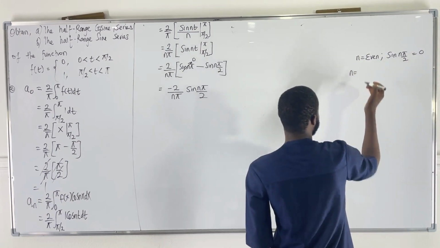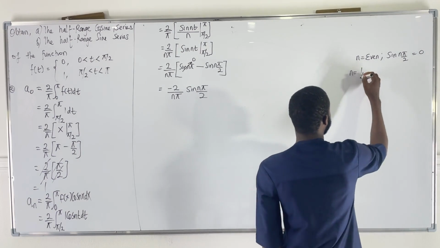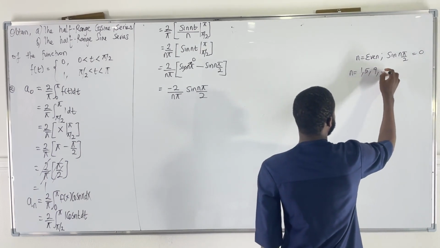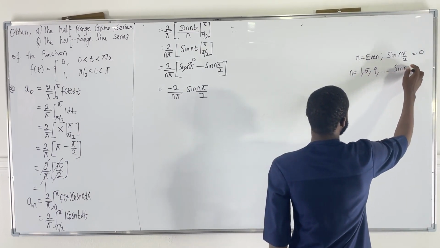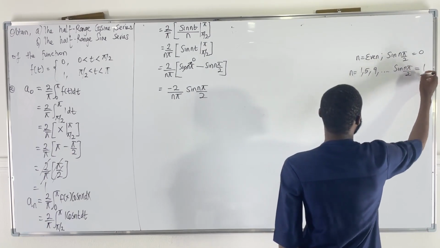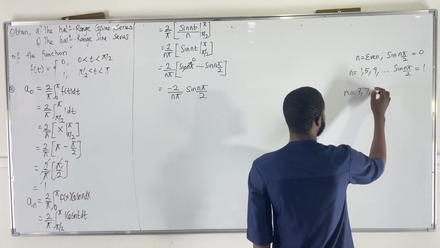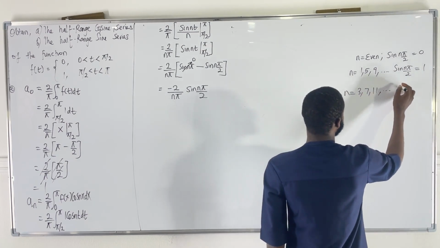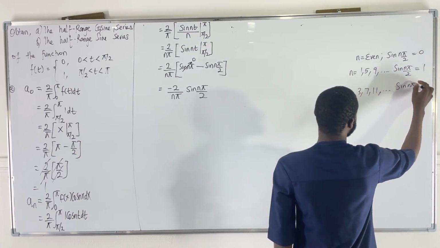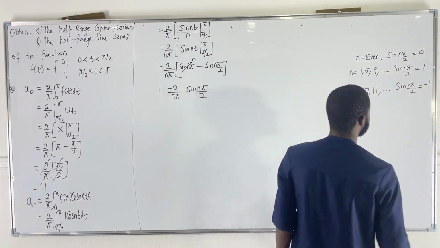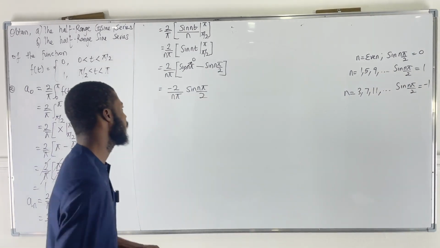Then when n is odd, such that we have 1, 5, 9, sine n pi over 2 is equal to 1. Then when we have n equal 3, 7, 11, sine n pi over 2 is equal to minus 1. So that's what we have.